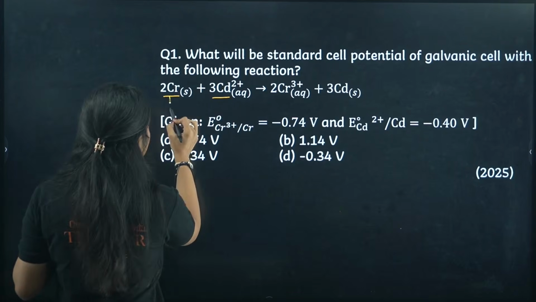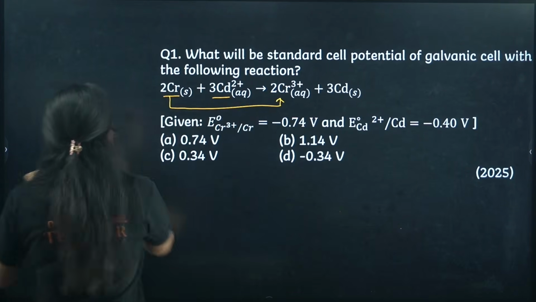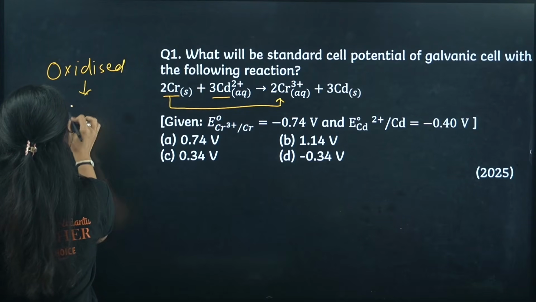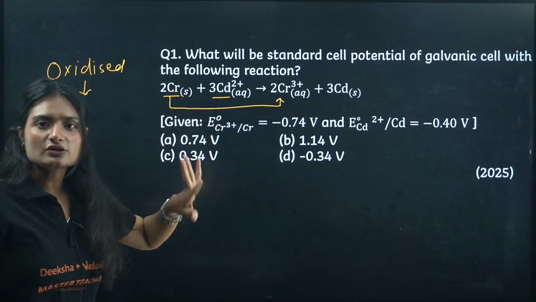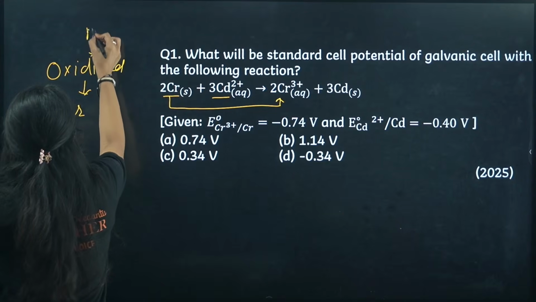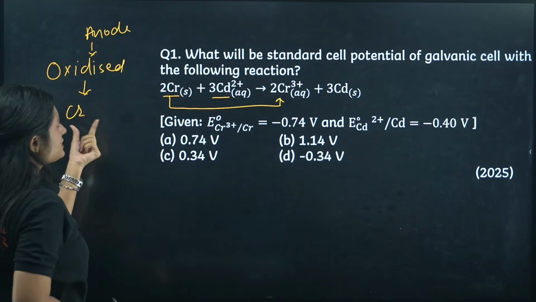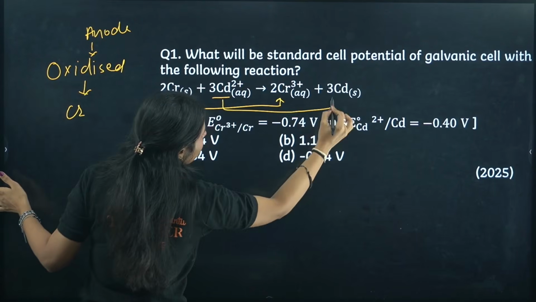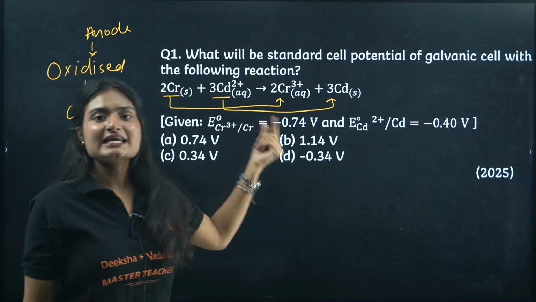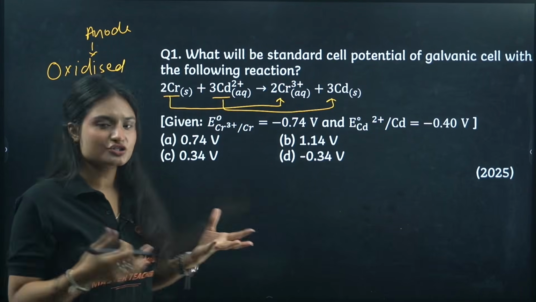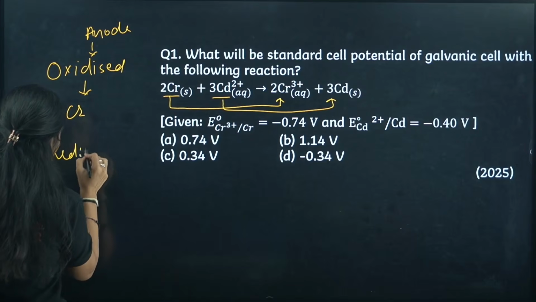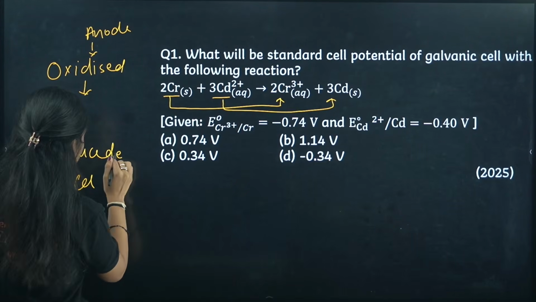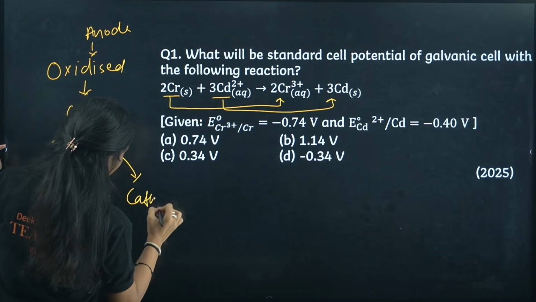So chromium is getting oxidized to chromium 3 positive. That means the species that is getting oxidized is chromium. Now, what gets oxidized, anode or cathode? Yes, correct, that means chromium is our anode. Cadmium 2 positive is getting converted into cadmium. That means it's gaining electrons, and gain of electrons is called reduction. Cadmium is getting reduced. Clear? So this is your cathode.